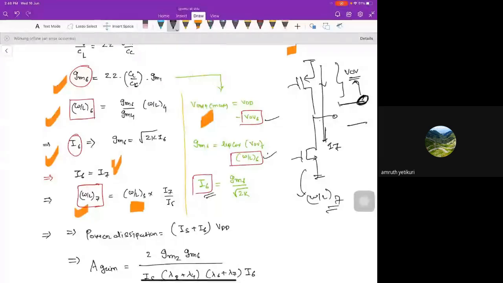This is also one way, but you have to see that this current is flowing through VDD. What is the power dissipation? And the current through I5, that bottom transistor tail node, is also contributing to the power dissipation. So this is the power dissipation you have to take care of. Your current should not be that large.